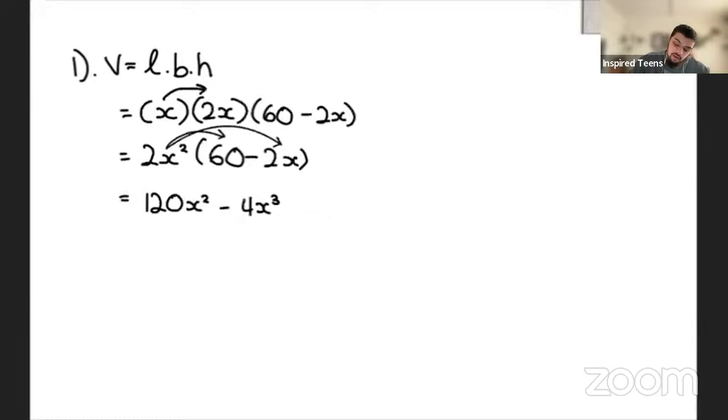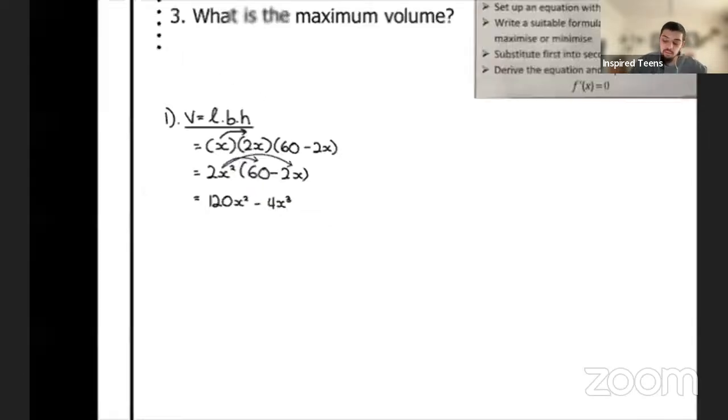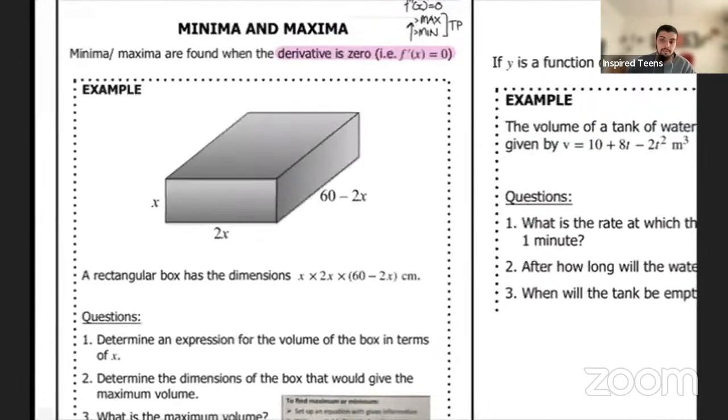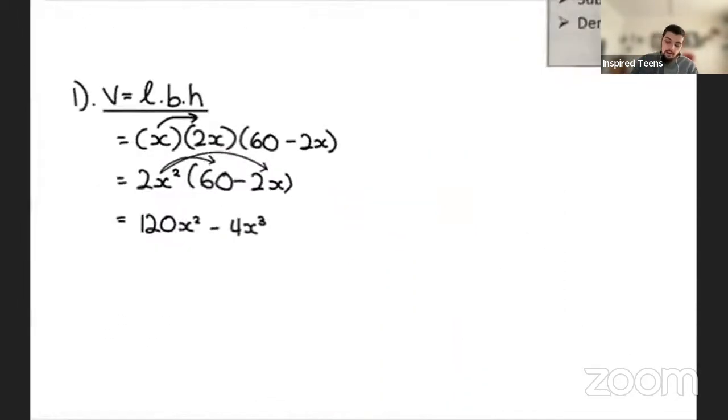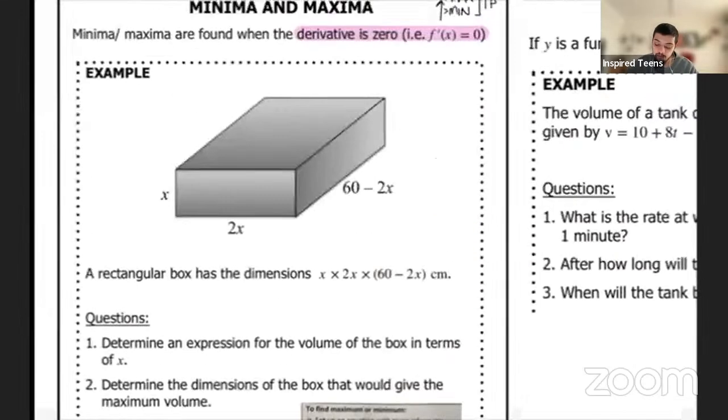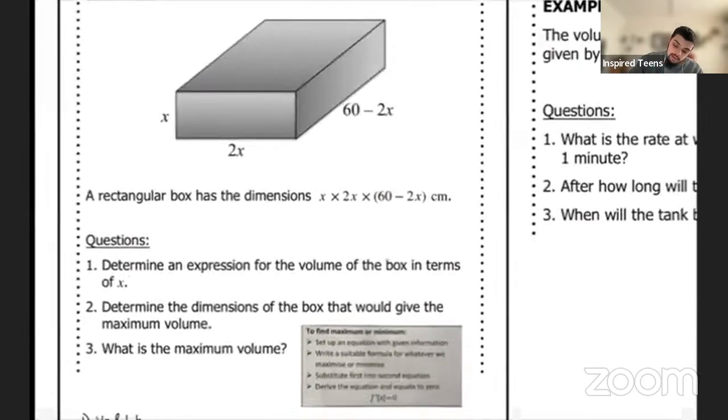Okay, so I found an expression for the volume of this rectangular prism by multiplying the length, the breadth, and the height. So I've answered question 1: determine an expression for the volume of the box in terms of x. x times 2x times 60 minus 2x gives me 120x squared minus 4x cubed centimeters cubed. Remember, centimeters cubed, because that's volume. And here they informed us that it was given in centimeters.